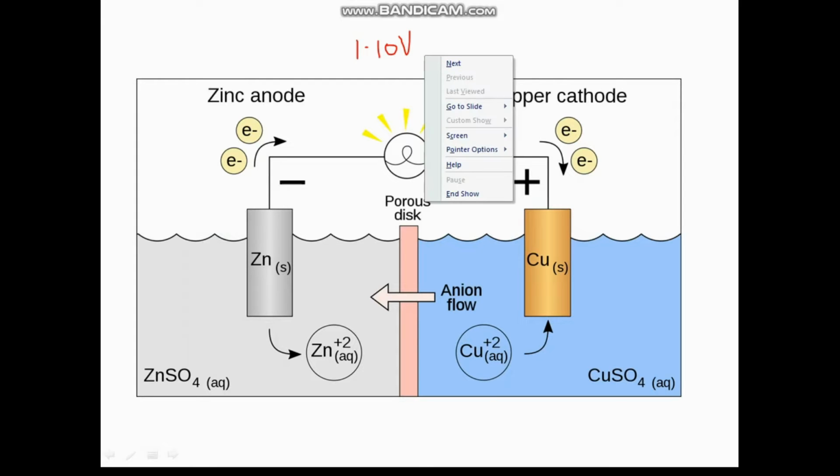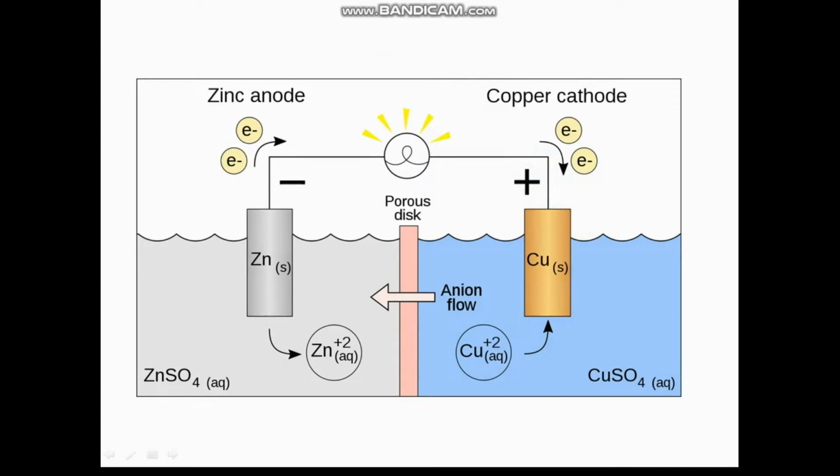That's a known factor. But now what happens when the same experiment is carried out under non-standard condition? Meaning it is now no longer 1 molar concentration, or the temperature is maybe above or below 25 degrees Celsius, and the pressure is not the same 1 atmospheric pressure. In those circumstances, how much electricity is produced?